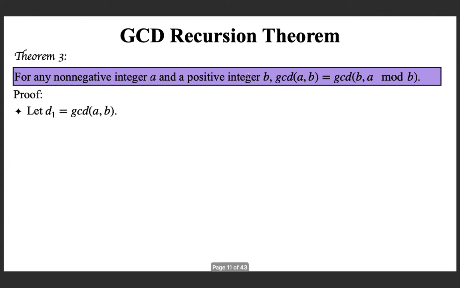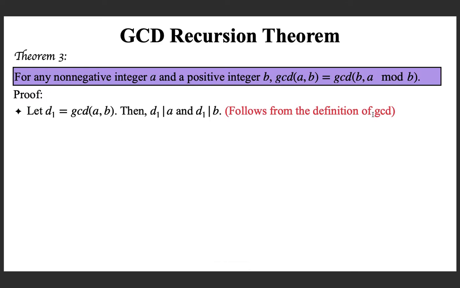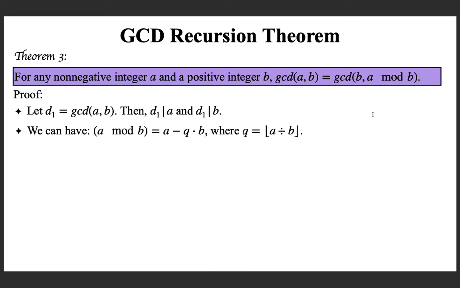We need to prove the theorem, and for that assume that D1 represents the GCD of A and B. Then D1 divides both A and B because it is a common divisor, which follows from the definition of GCD. And we can have A mod B, which is the remainder of dividing A by B, as A minus B multiplied by the quotient of dividing A by B.